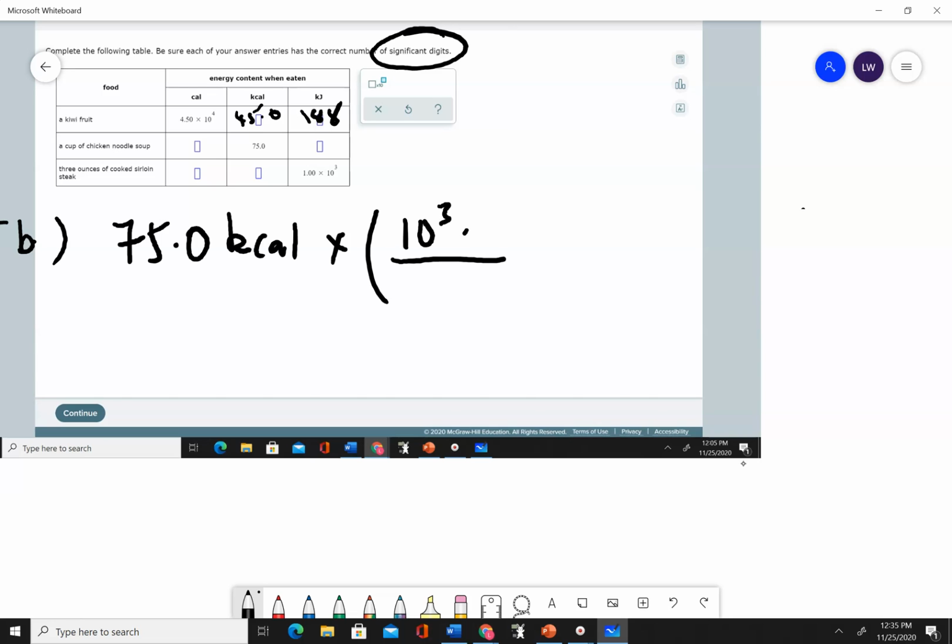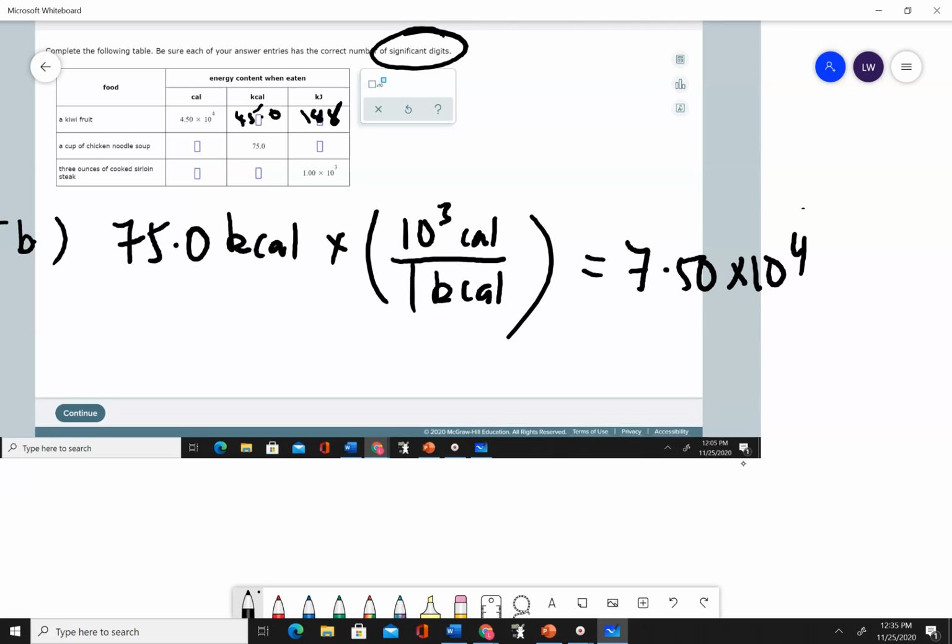10 to the 3 calories is the same as 1 kilocalorie. So what this means is that we've got 7.50 times 10 to the 4 calories. There we go. All right, 3 significant figures. That looks good. And then I'm going to do my second conversion here. I'm actually going to do it just separately.